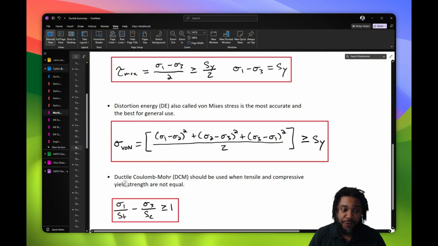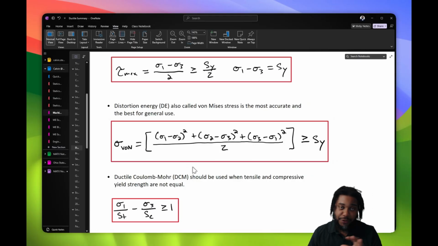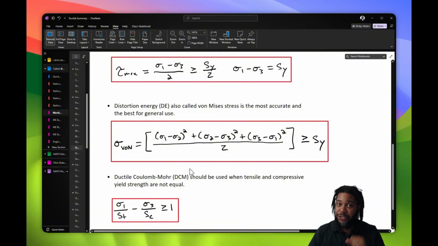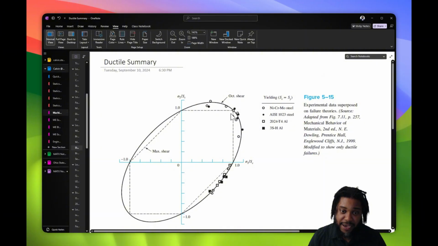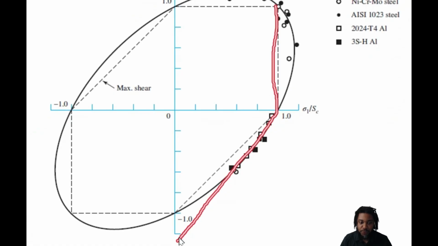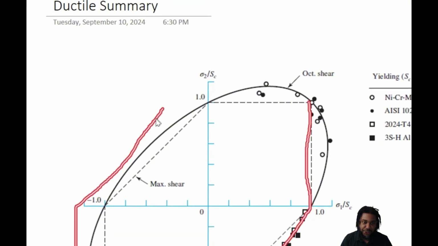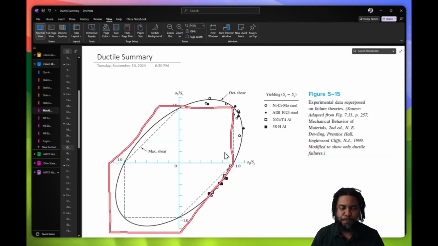And then our third theory, the Ductile Coulomb Mohr, is for the special case of tensile compressive asymmetry, where a material may yield in tension at a certain strength, and it will yield in compression at a different strength, and it's not equal. Often we'll see that looking very much like the maximum shear stress theory, except the point of transition for compression or tension are longer or shorter. They're unequal to each other, right?